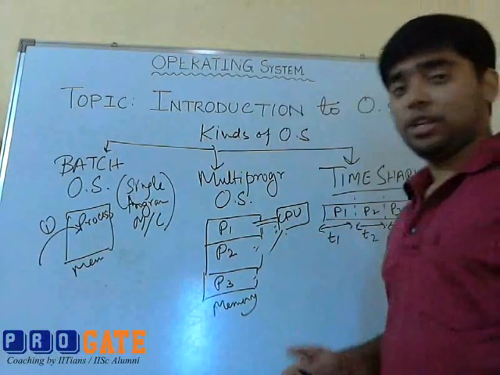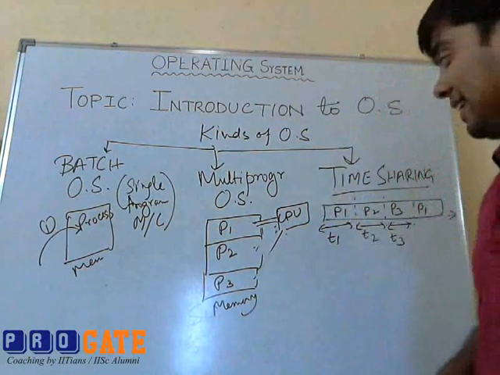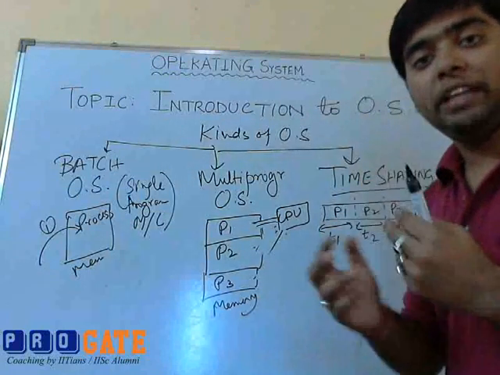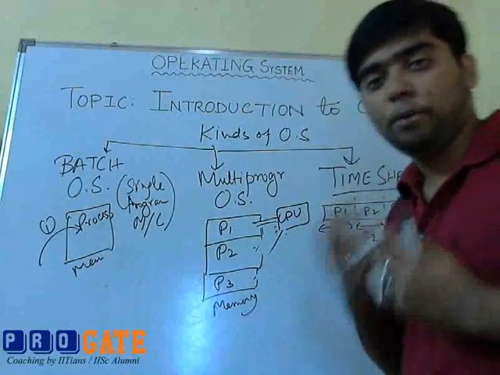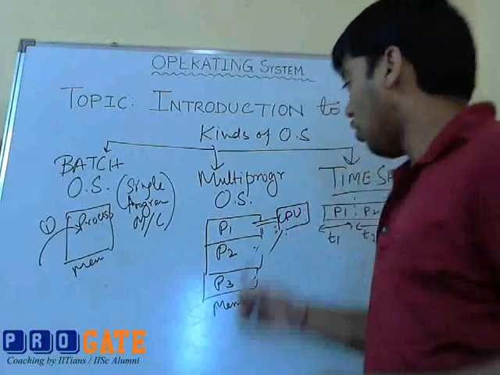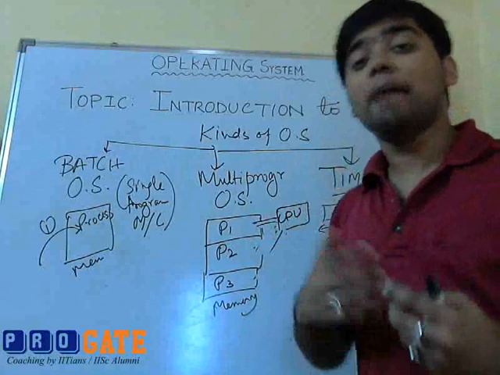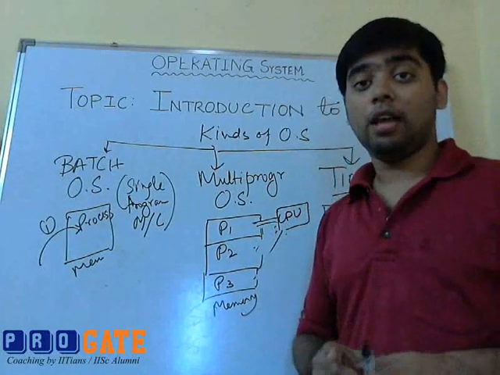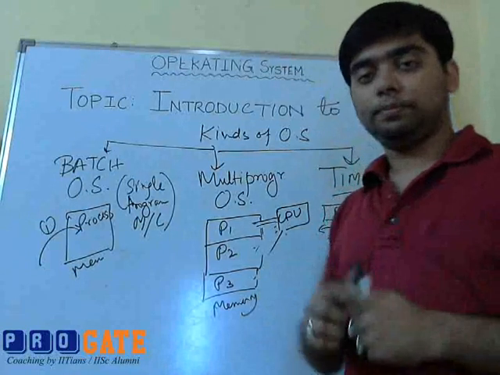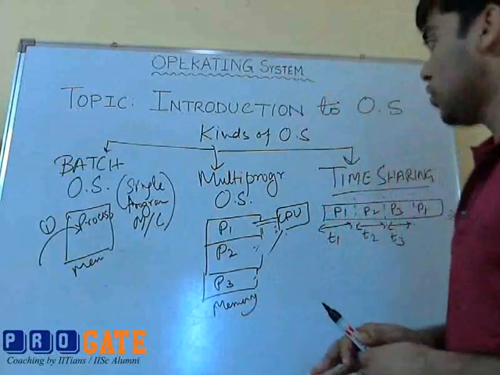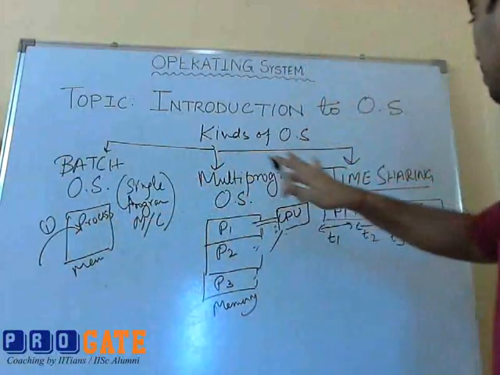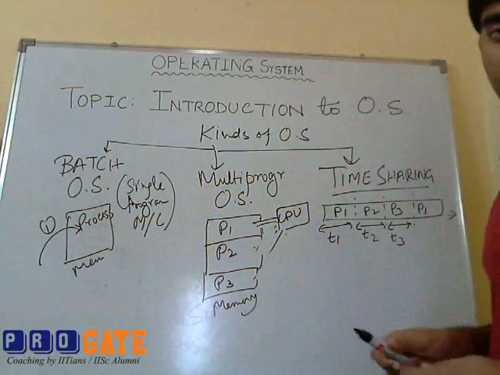Now the advantage a time-sharing system gives is that this switching between P1, P2, P3 happens so quickly in the computer that to the normal user it would look as if all 3 processes are being simultaneously executed, though actually they are being executed one by one in a schedule. So we have moved from batch operating systems to multi-programming operating systems to time-sharing operating systems.